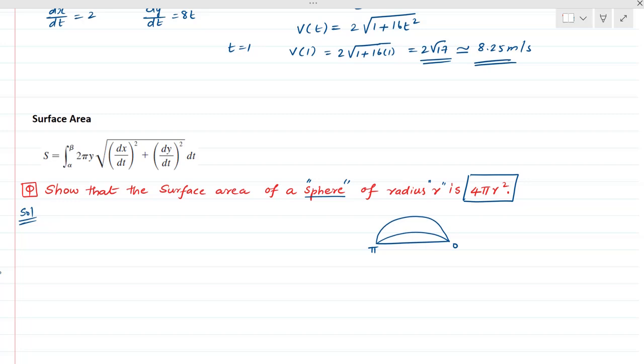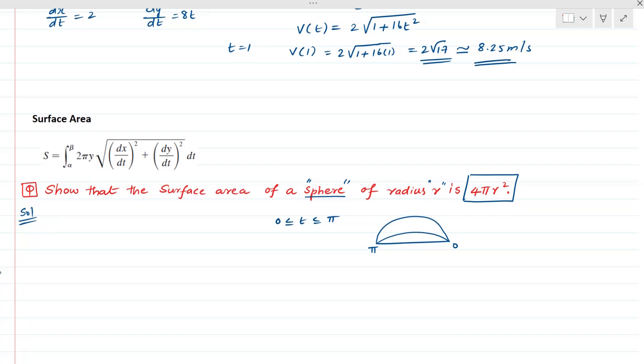So the sphere is obtained by rotating a semicircle. If you rotate the semicircle, you will get the whole sphere. So for the semicircle, the range is 0 to pi. So we will take it about the x-axis. The t ranges from 0 to pi. This is the t limit.